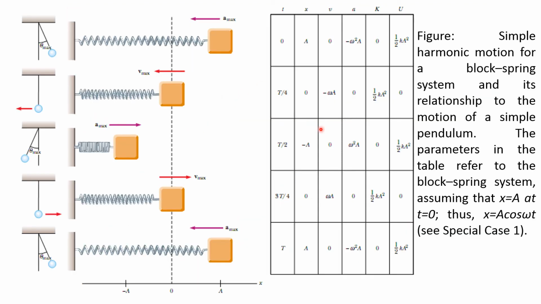Then this diagram shows how time, x, position, velocity, acceleration, kinetic energy, and the potential energy vary respectively.